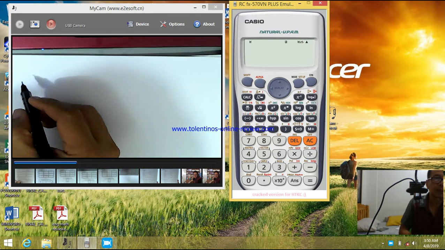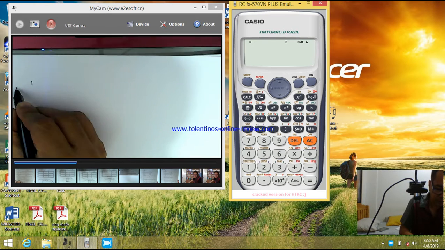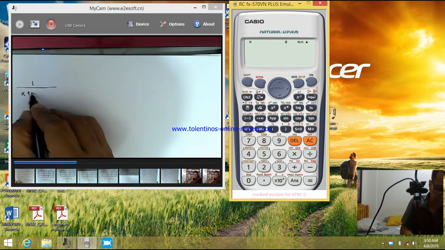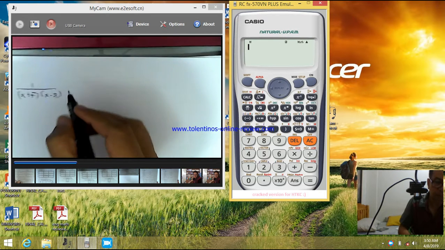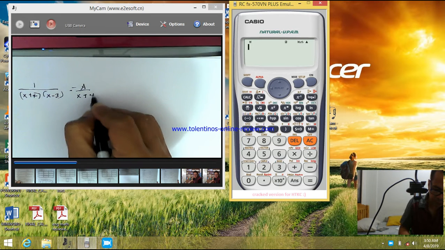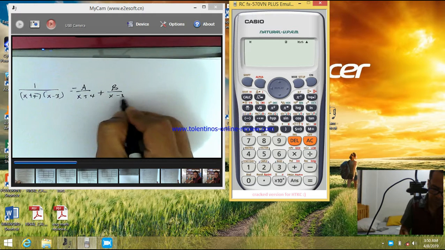Okay, let me do another approach to the problem. I want to find the partial fractions of 1 over (x plus 4) times (x minus 3). Of course, that is equal to a over x plus 4 plus b over x minus 3.